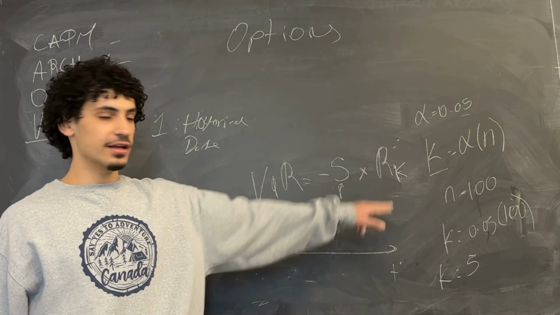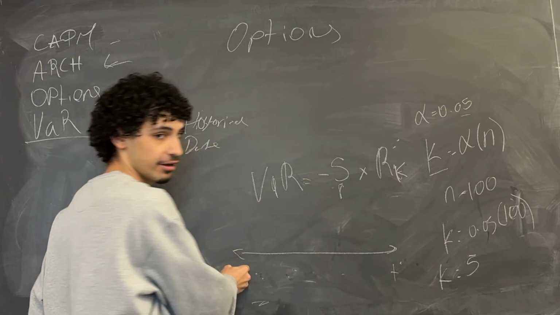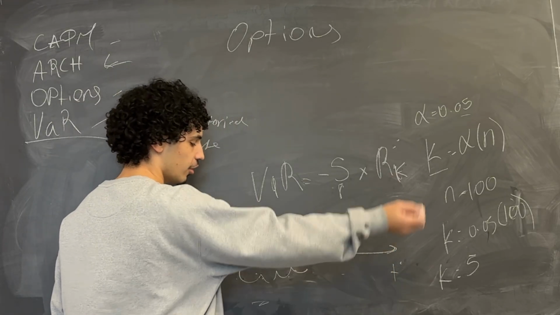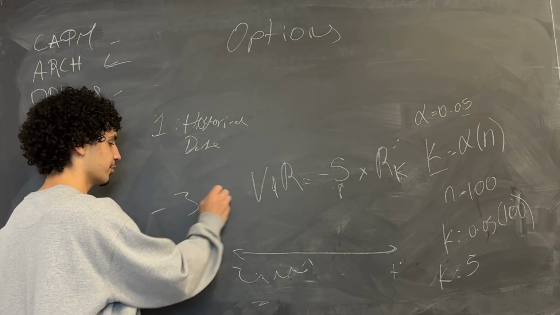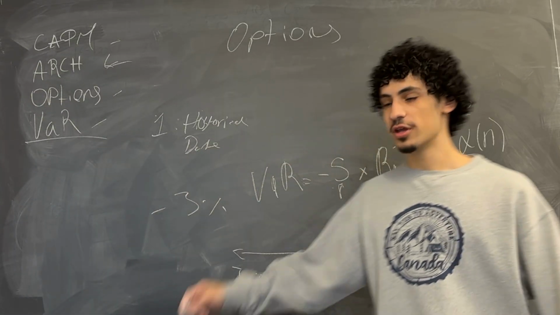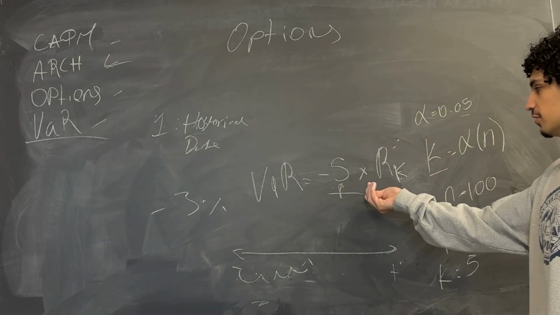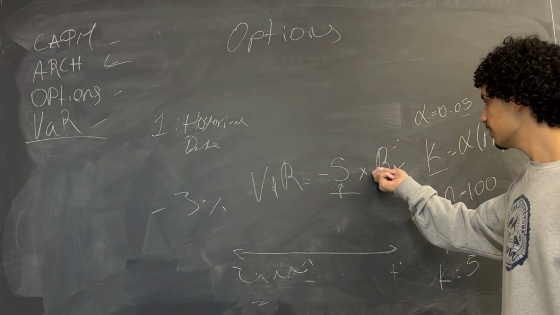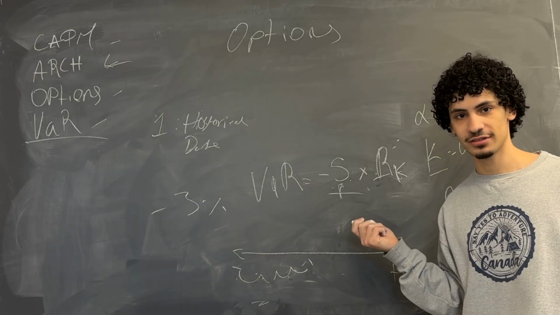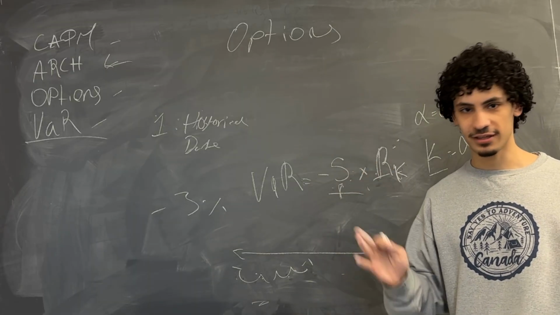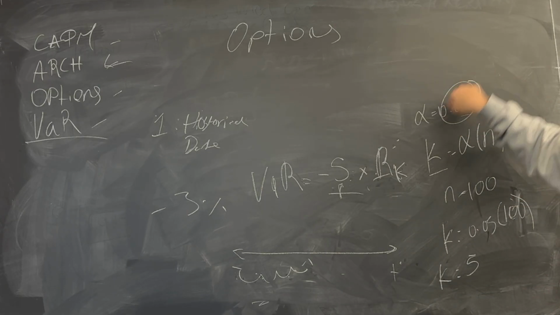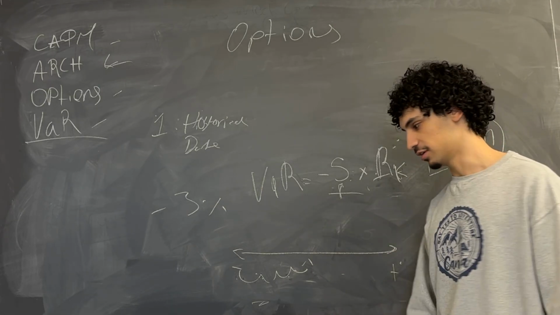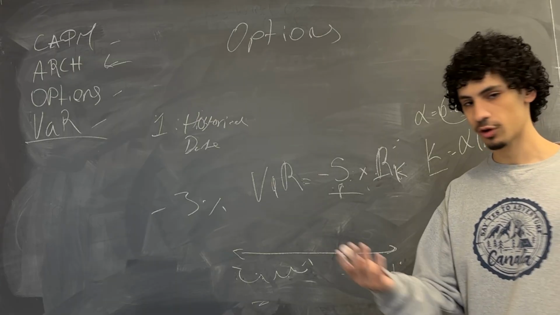So return k means the fifth return from the left. From the 100, the fifth return we land on, let's say that return is -3%. Then we multiply today's portfolio value times -3%, and that gives us our value at risk. And we can say with 95% confidence that we're not going to lose more than that.